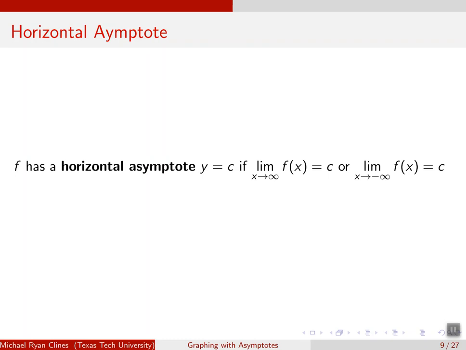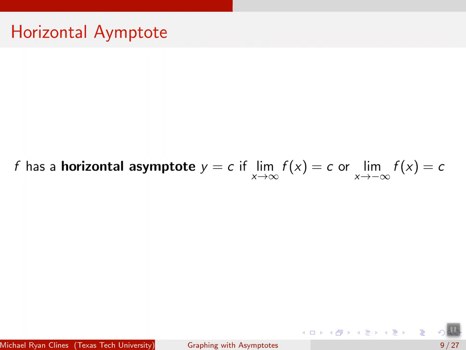Notice the difference in definitions in these asymptotes. Before it was, as x approaches c from the left or right, this function takes off towards plus or minus infinity. But in this case, it's as we plug in bigger and bigger values of x, what does this function do? So that's the whole idea with horizontal asymptotes.